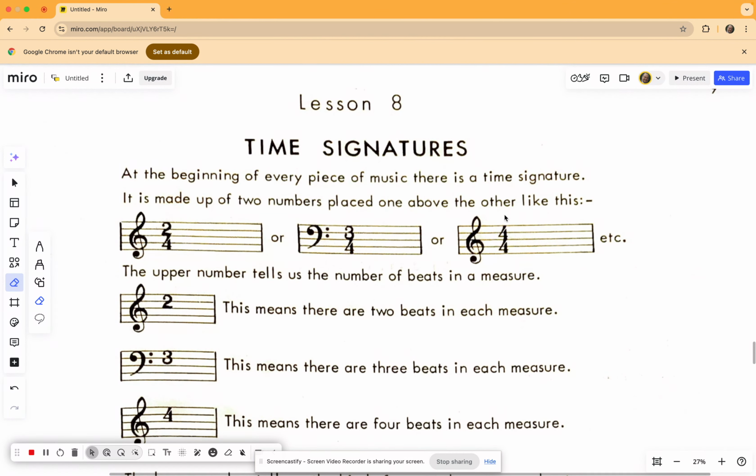And in this one, you'd have four beats in each measure. And it would sound like this: 1, 2, 3, 4, 1, 2, 3, 4, 1, 2, 3, 4. And there's variations on this. It could be 1, 2, 3, 4, 1, 2, 3, 4. But for simple purposes, we'll just put an accent on that first beat: 1, 2, 3, 4, 1, 2, 3, 4, 1, 2, 3, 4.